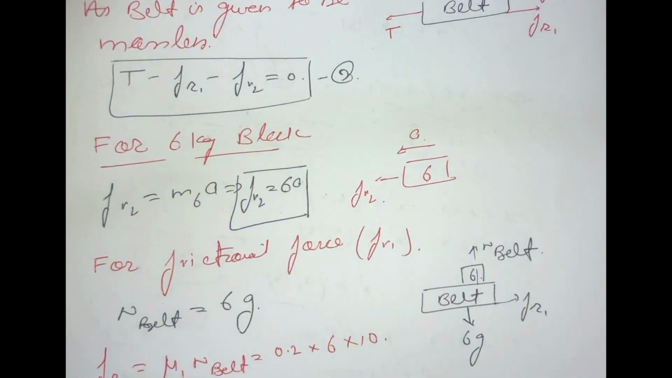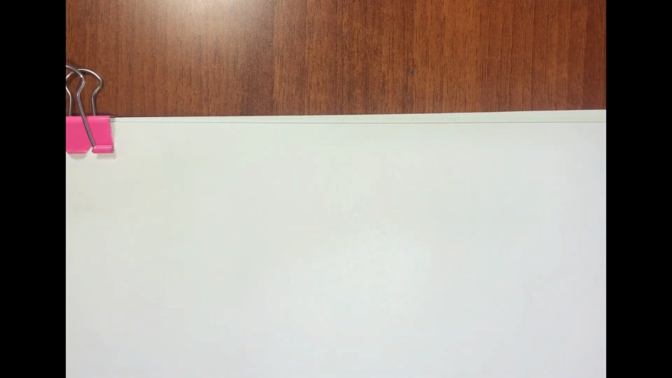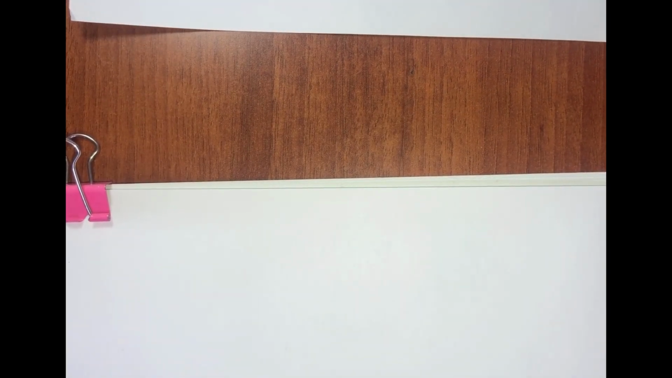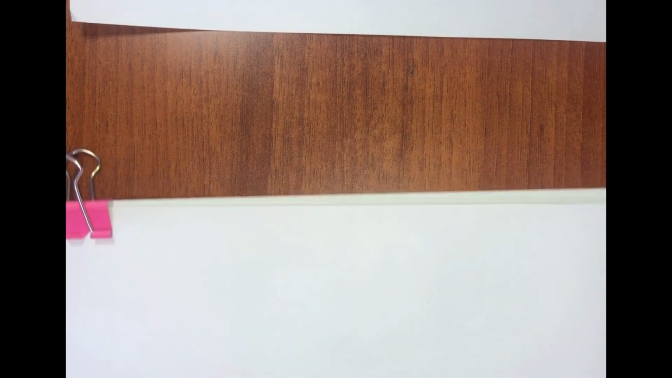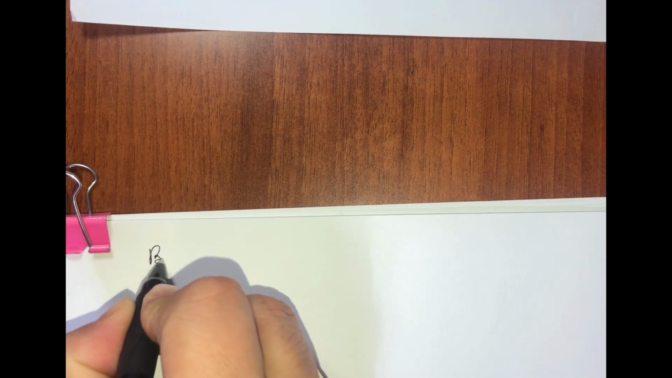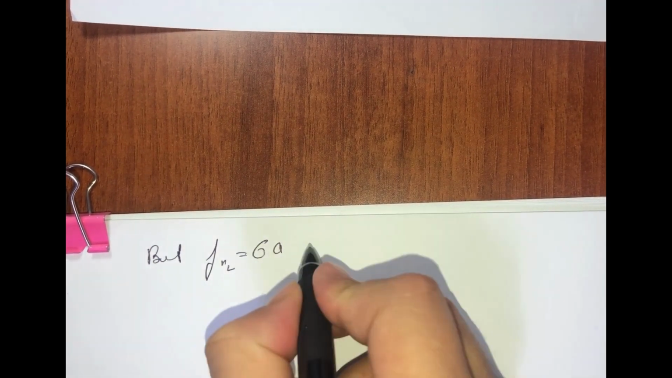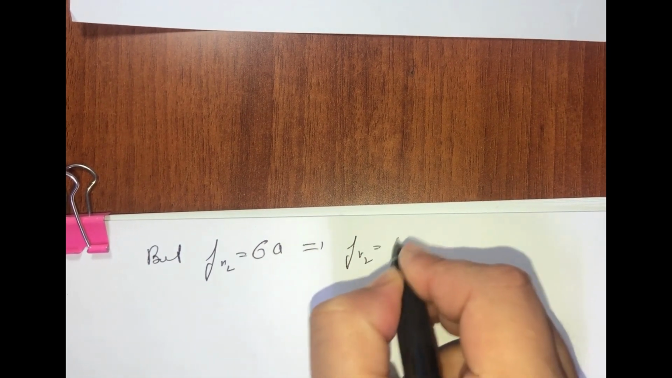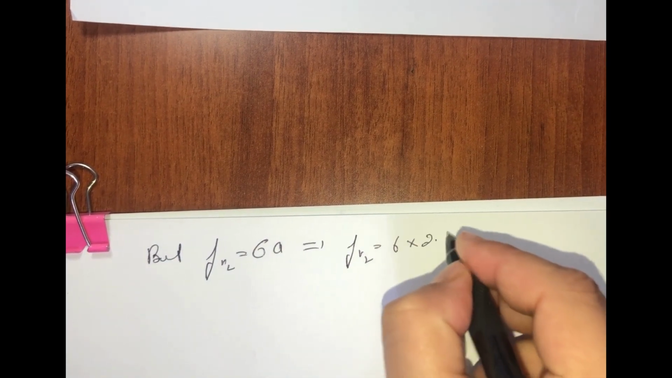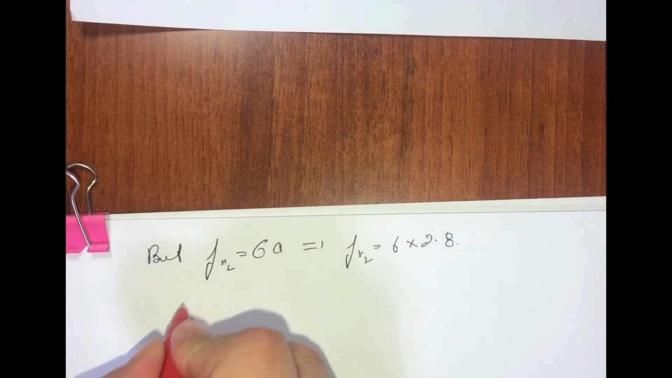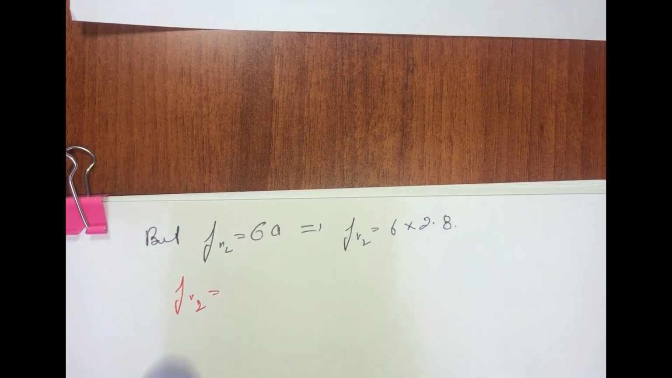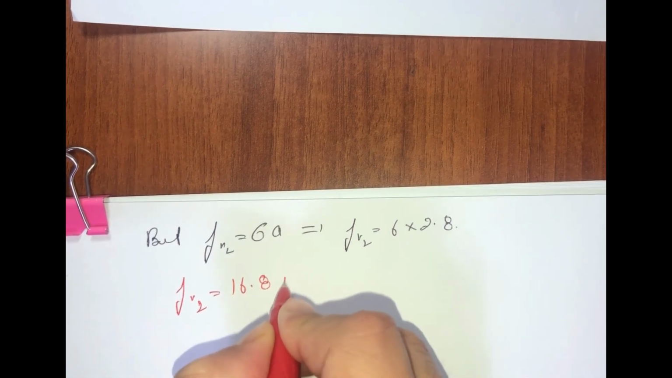Now let us find out what will be the value of friction for this value of acceleration. We already know FR2 is equal to 6A. So from here FR2 equals 6 multiplied by 2.8, so we get FR2 is equal to 16.8 Newton.